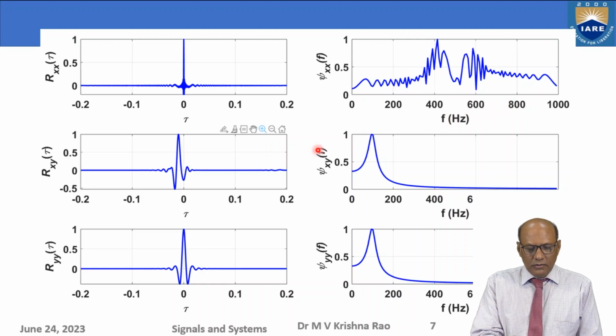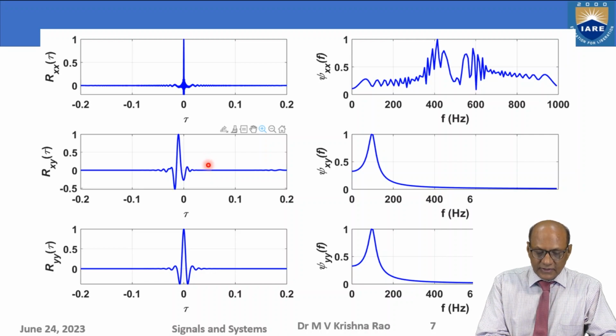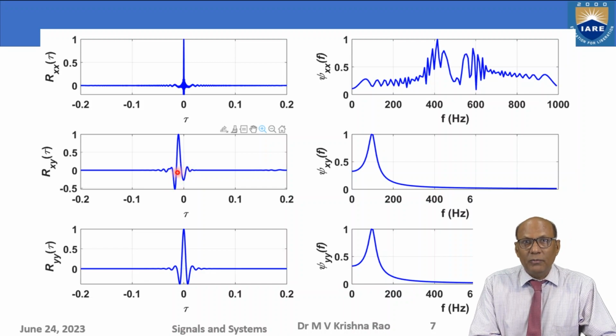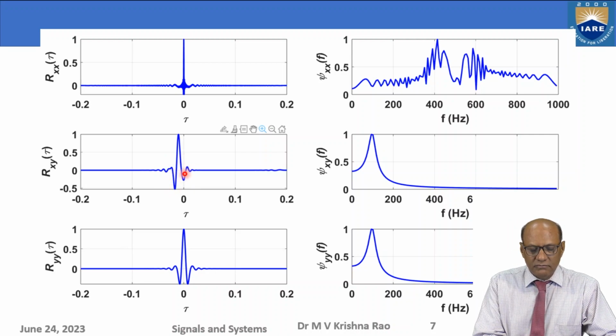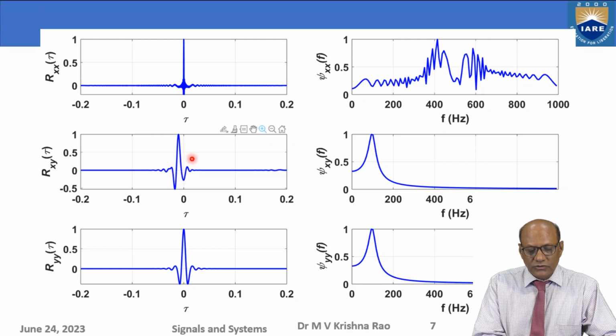Now let us consider the cross correlation. So cross correlation is like this. You can see it is something like an impulse response. It appears like the impulse response of a very narrow band filter. By experience, by observing several impulse responses, you can conclude that. So this appears to me like narrow band oscillations.